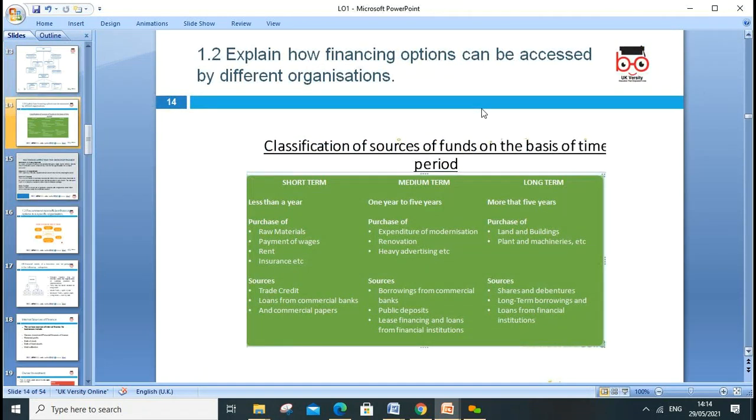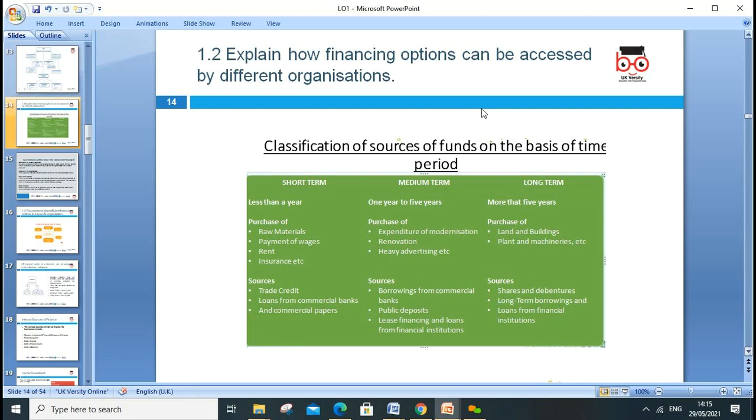So 1.2 is explain how the finance options can be assessed. You can assess it based on short term, medium term, and long term. Short term, we want to buy raw material. We can look at buying games, a short term source of finance if I don't have my own money. But I'm just talking about personal finance here, guys.